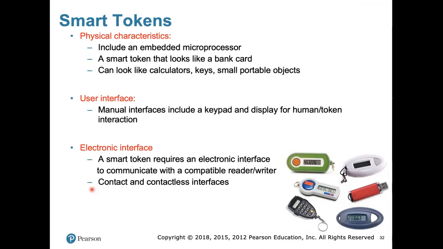In contrast to memory cards or passive tokens, we have smart tokens. We don't call them active tokens, because active doesn't make sense here; they interact with the reader. Like I said, the major difference between the smart token and the passive token is that passive tokens do not conduct any interaction with the reader. However, in a smart token, we have a series of interactions between the token and the reader.